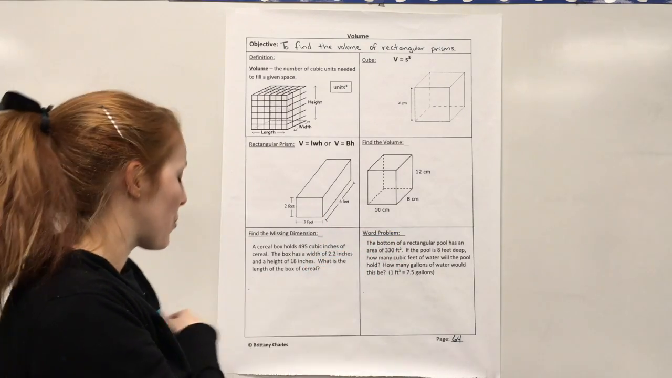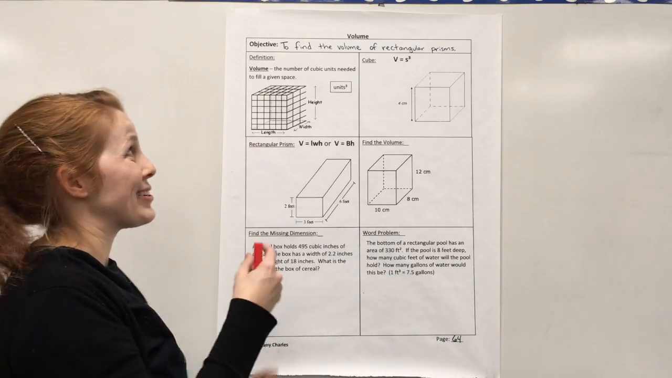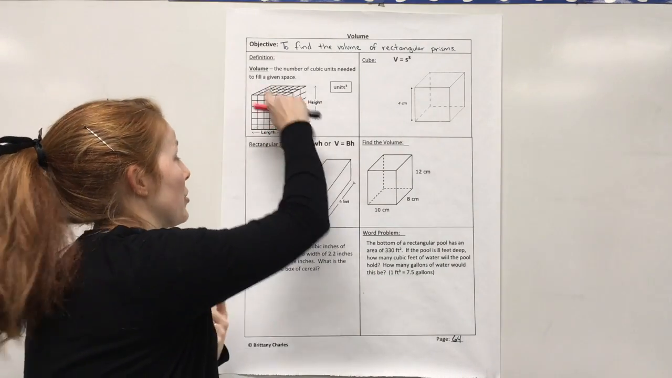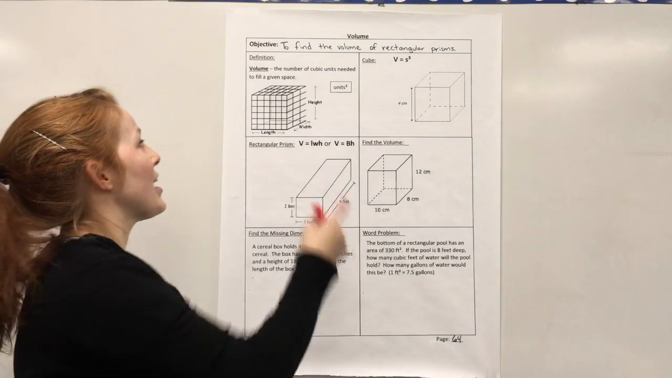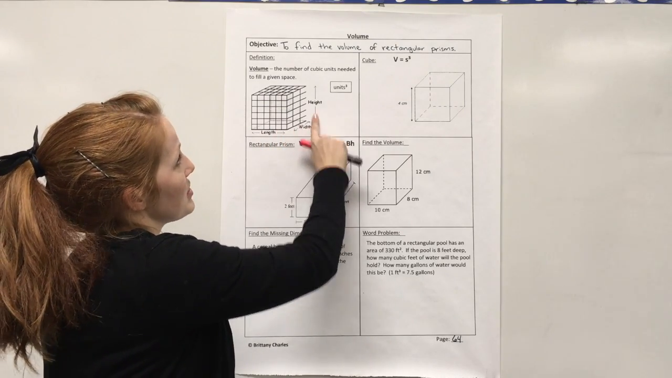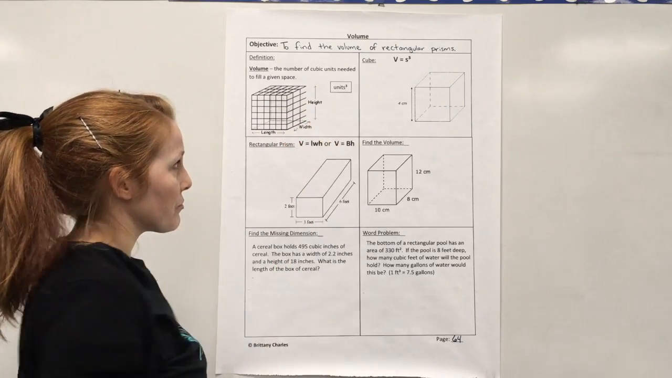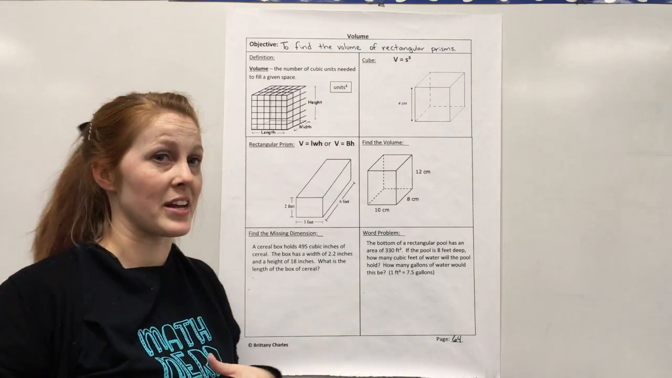Okay? So on this picture, if I wanted to find the volume, I could, number one, count all the cubes, which would be kind of difficult and take a long time. Or I could just multiply the length times the width times the height. So that's one example you can see right here. Let's look at a few other ways that I could do this.